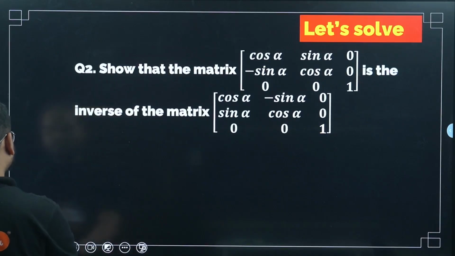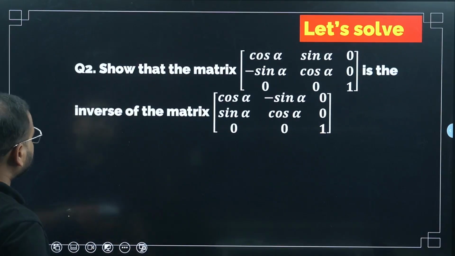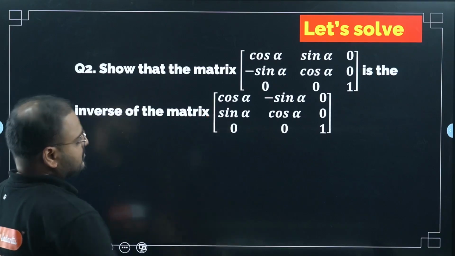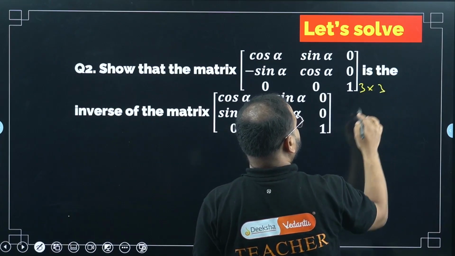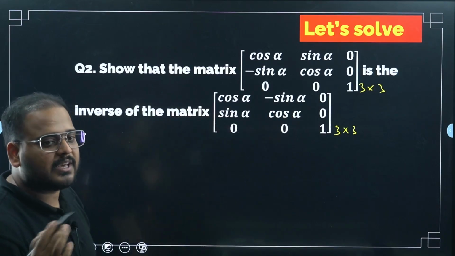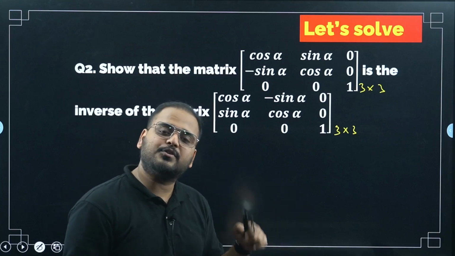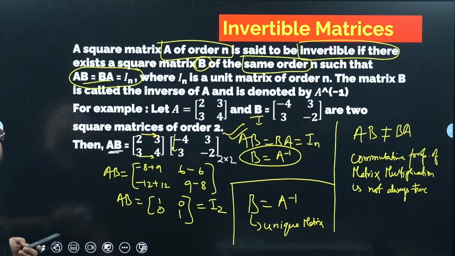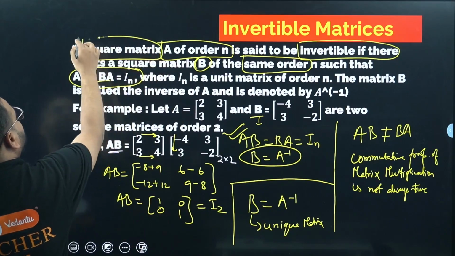Okay, now moving on to the problems. There is a matrix given, 3 cross 3. What's the order of this matrix? 3 cross 3 here and here also. Of course we need it, because the property of inverse is applied only for square matrices. Property of inverse is only applied for square matrices.